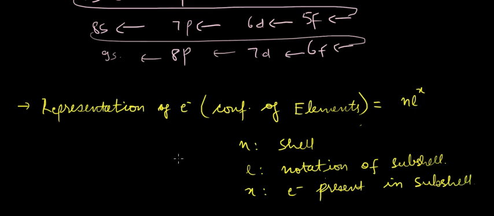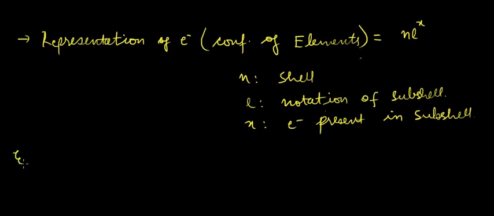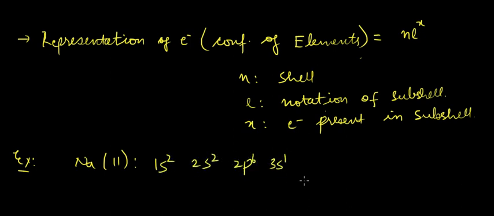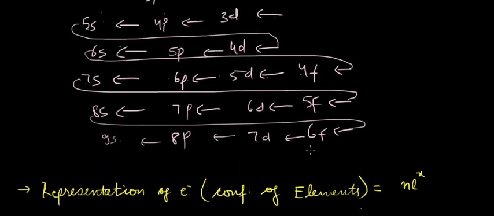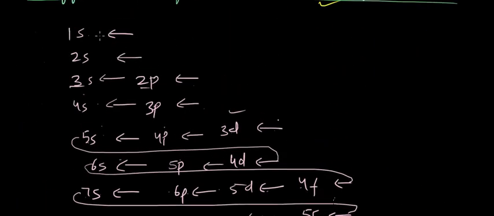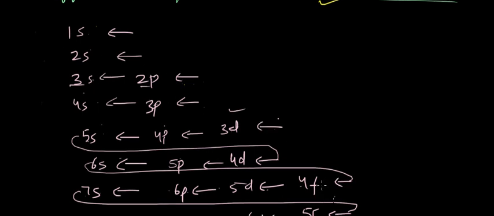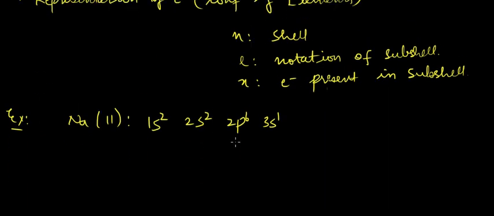Okay, so let's actually see some of the examples here. First, sodium, 11. It would have the configuration 1s2, 2s2, 2p6 and 3s1. Why? Because the 11 electrons fill first 1s, 2s, then 2p, then 3s. So this order is followed for sodium as well.